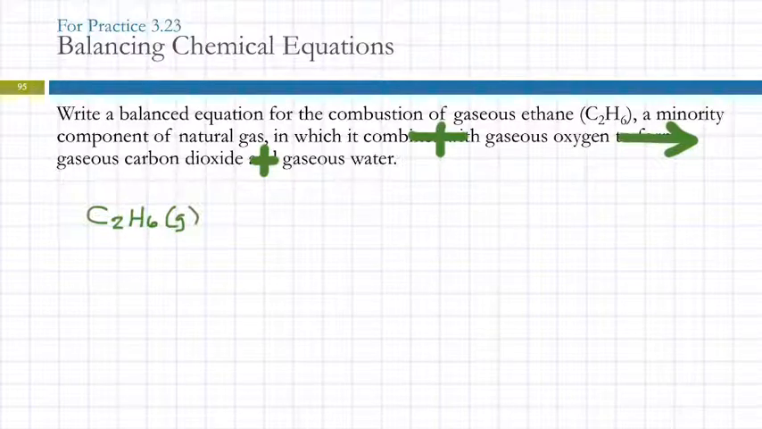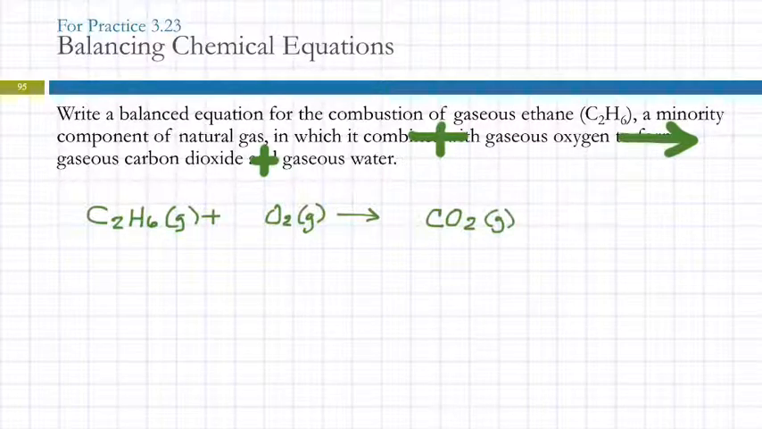Combines with gaseous oxygen. What's the formula for oxygen? O2. And that's a gas. When I write these out, I leave some space before the compound or element formulas so that if I need to put a coefficient, I've got some space. Forms gaseous carbon dioxide, so carbon and 2 oxygens, and gaseous water, H2O gas. And again, this is a gas because this combustion gives off heat, and so the water is going to be a vapor at that higher temperature.